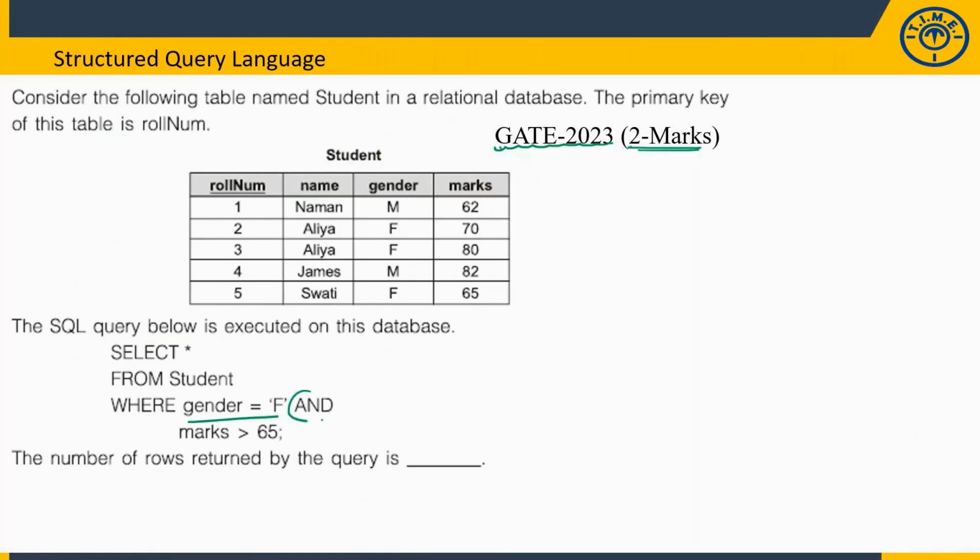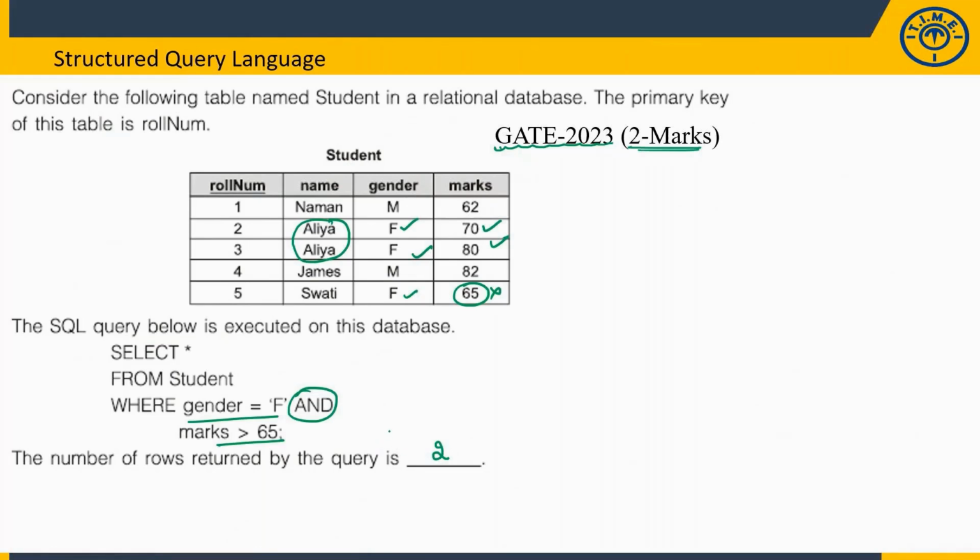Gender should be F and marks should be greater than 65. Gender is F, marks greater than 65. Gender is F, marks greater than 65. Wrong. So how many are satisfying? 2 records are satisfying. 2 tuples in the output.